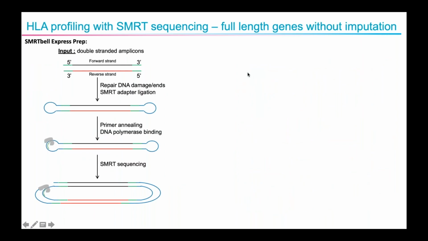What we do with those amplicons is then put them into SMRTbell Express Prep. So we take the double-stranded amplified material, we ligate SMRTbell adapters in order to generate a SMRTbell library. This is the sequencing library used on the PacBio system.